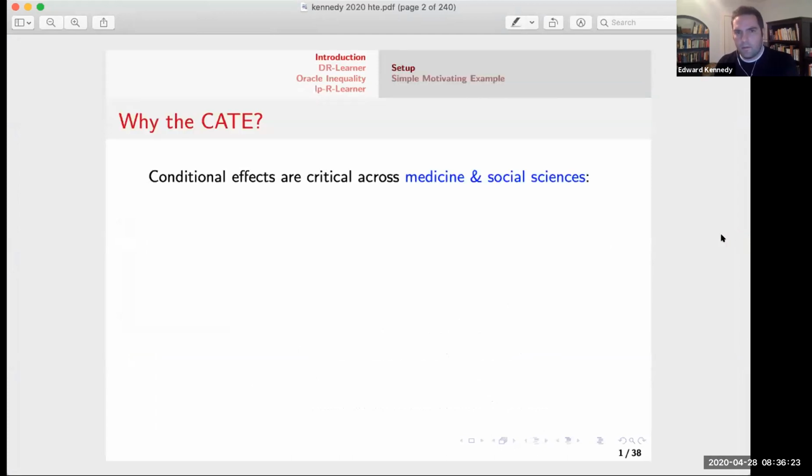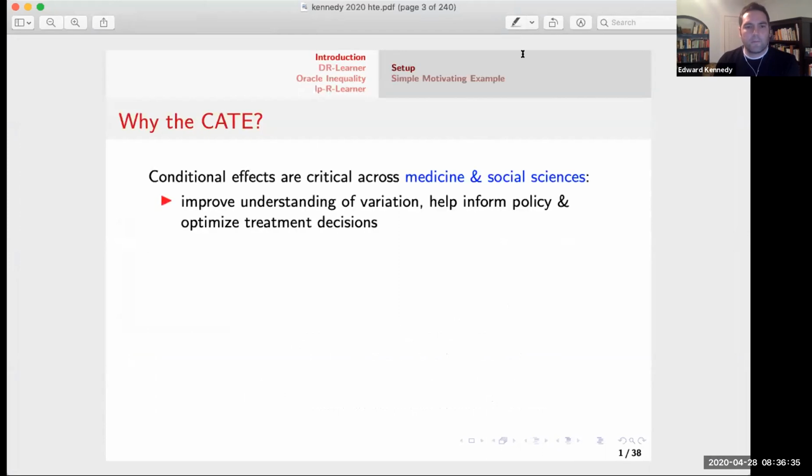Right, so conditional effects, these are conditional causal effects given subject-specific covariates. These are really crucial across medicine, across the social sciences. They can be used for a number of purposes. One, just to improve understanding of variation across individuals, but also to inform policy, and they're a crucial part of optimal treatment assignments.